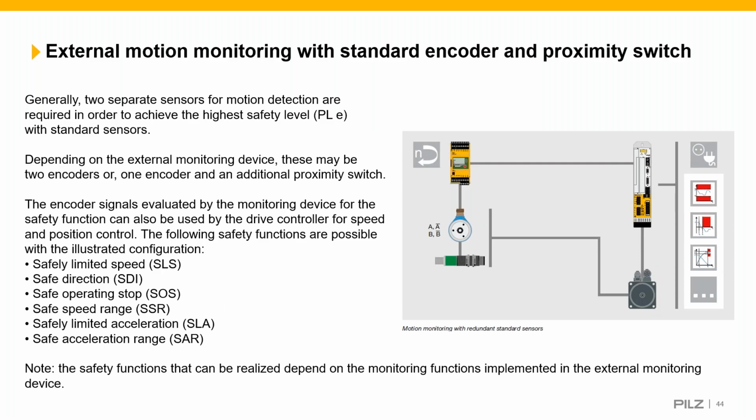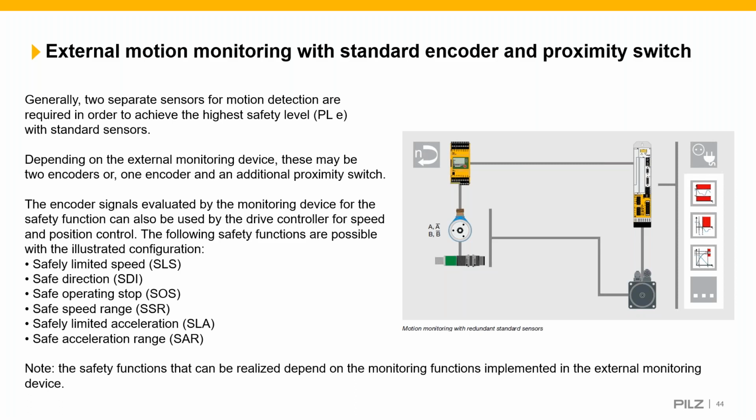So here we have a bit of a combination. So external motion monitoring with standard encoder and a proximity switch. So generally 2 separate sensors for motion detection are required in order to achieve the highest performance level with standard sensors. So depending on the external monitoring device, these may be 2 encoders, 1 encoder and an additional proximity switch, for example. The encoder signals evaluated by the monitoring device for the safety function can also be used by the drive controller for speed and position control.